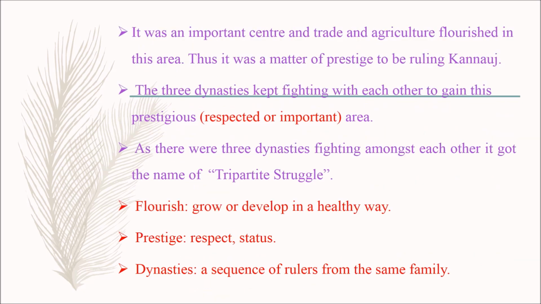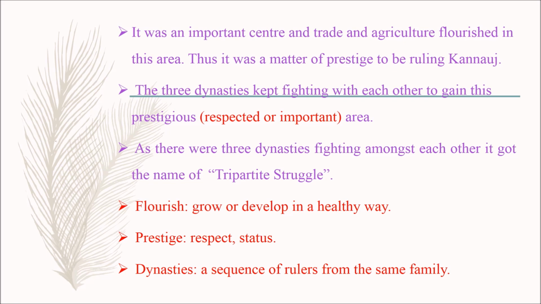It was an important center and trade and agriculture flourished in this area. Thus, it was a matter of prestige to be ruling Kannauj. The three dynasties kept fighting with each other to gain this prestigious area. As there were three dynasties fighting amongst each other, it got the name of tripartite struggle.